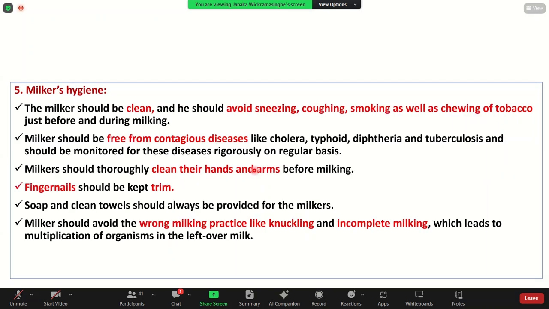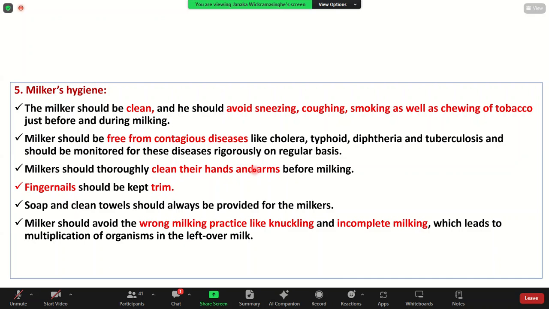Then the milker's hygiene, right? So what are the guidelines the milker should follow to avoid any kind of contamination or just to assure the quality of clean milk production? So the milker should be clean. That's the first thing, right? Well washed and hands are washed, and free from any diseases, and they should avoid sneezing, coughing, or even smoking, right? And chewing of tobacco, and no alcohol use during this process, right?